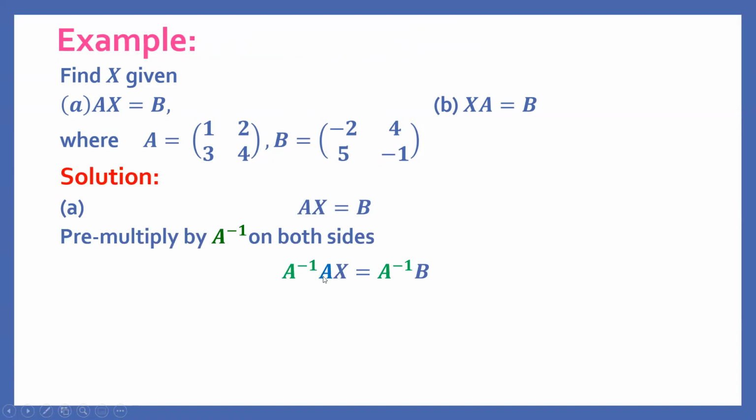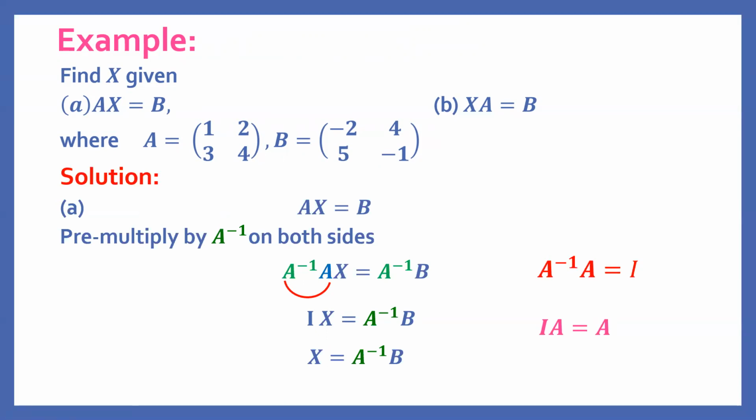So you have A inverse times AX equal to A inverse times B. Now, we have just learned that A inverse times A is I. So I get I times X equal to A inverse B. We have also learned that I times A was equal to A. So here I times X will give me X. Therefore, X is equal to A inverse B. So I had to find the matrix X. And we have seen that X is equal to A inverse times B. Therefore, I need to find the inverse of matrix A.